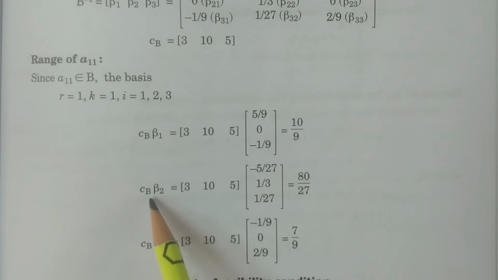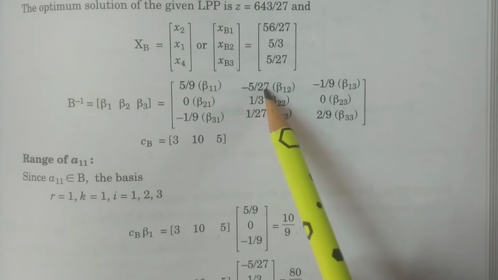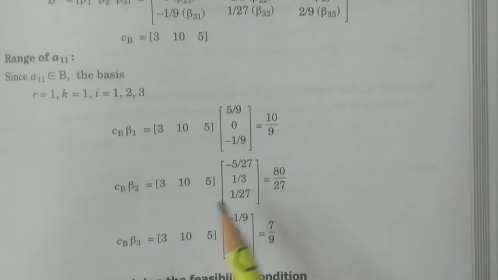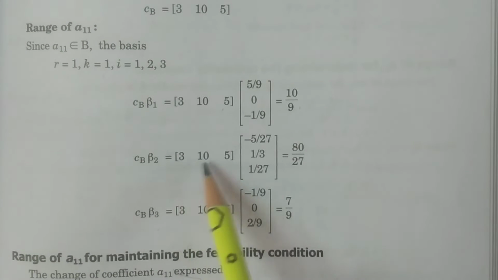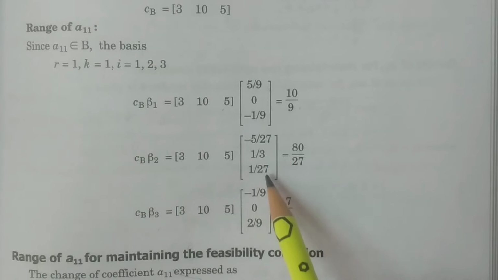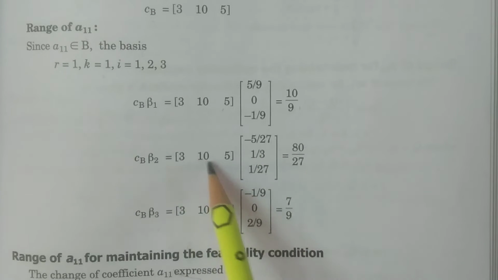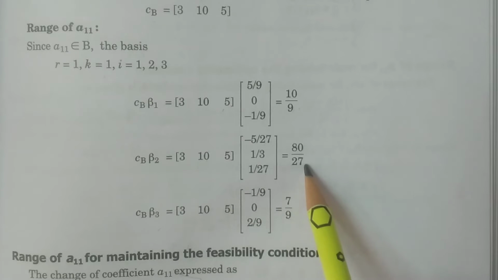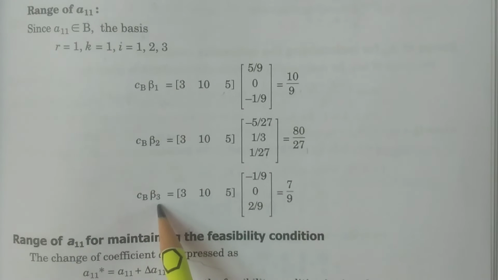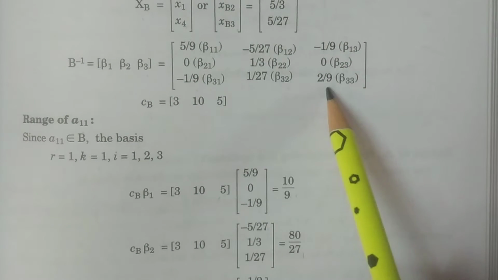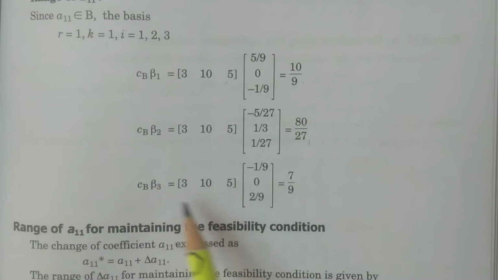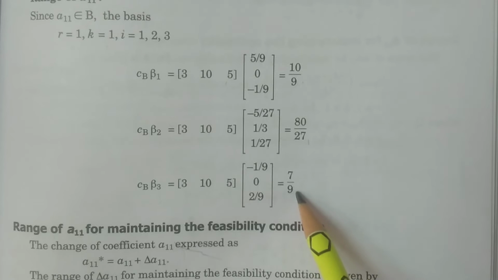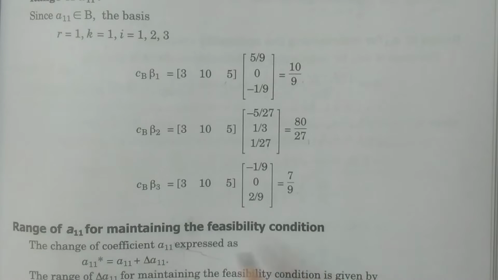Like that, calculate CB beta 2. What is beta 2? Minus 5 by 27, 1 by 3, 1 by 27. CB is same, right? So therefore 3, 10, 5 minus 5 by 27, 1 by 3, 1 by 27. You multiply it, 3 into minus 5 by 27 plus 10 into 1 by 3 plus 5 into 1 by 27 will get 80 by 27. Similarly, you calculate CB beta 3. The beta 3 is this, minus 1 by 9, 0, 2 by 9, and CB is the same. You calculate the value, multiply it, and you will get 7 by 9. So like that, you first calculate CB beta 1, CB beta 2, CB beta 3, etc.